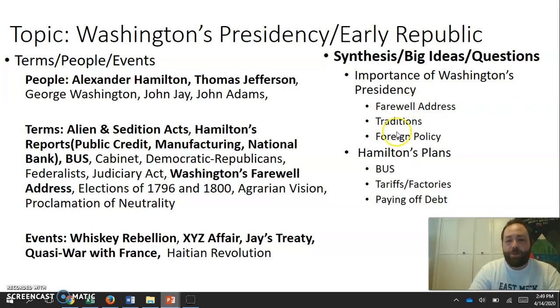And then, again, foreign policy. Now, we can connect it back to the farewell address here, but we can also connect it to things like the Proclamation of Neutrality. We can talk a little bit about the Haitian Revolution, how we stayed out of that. We were having issues just trying to trade with everybody and stay out of fights. There was Jay's Treaty. There's a whole bunch of things we can throw in for your foreign policy related to Washington.